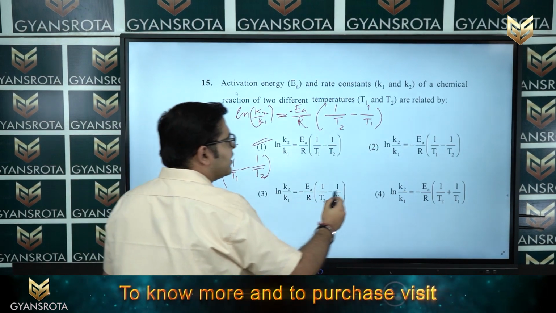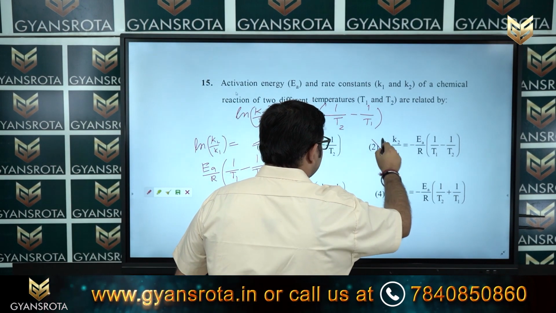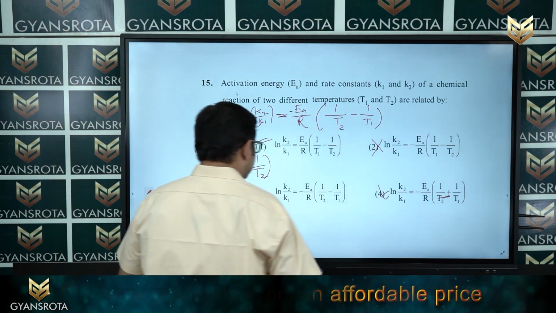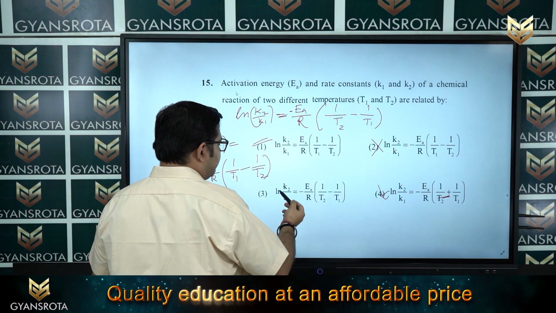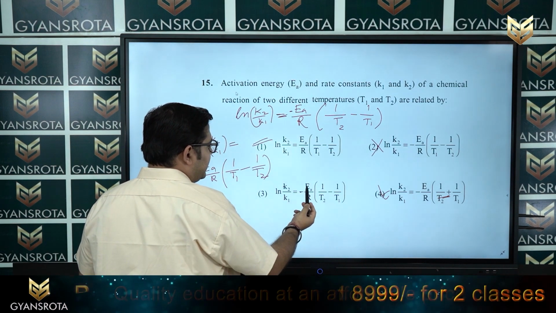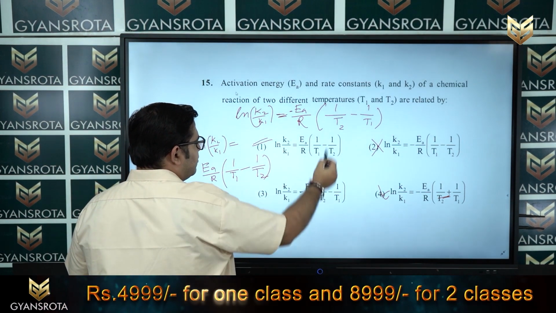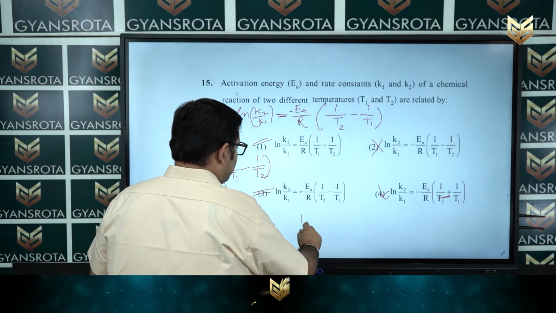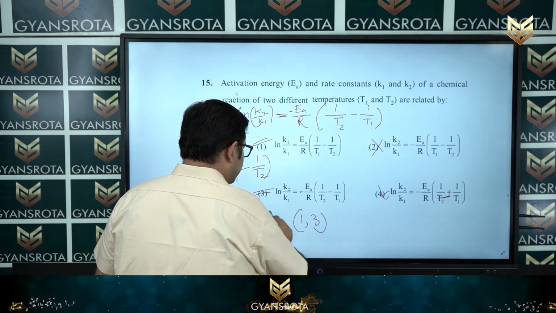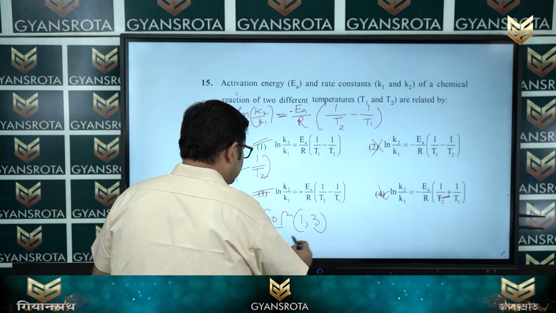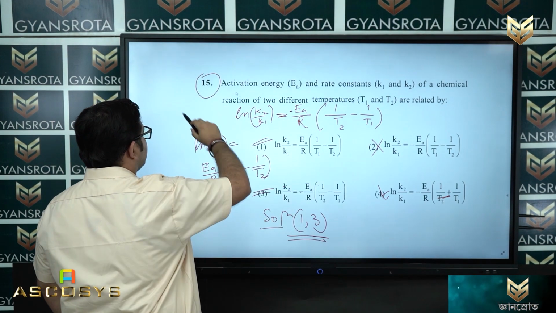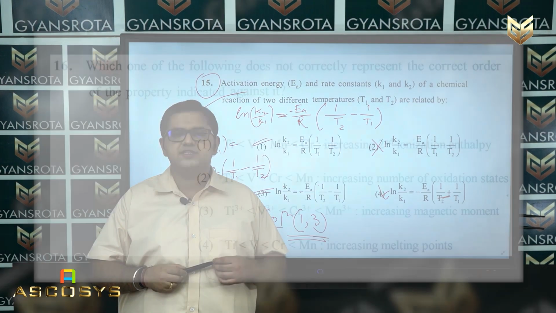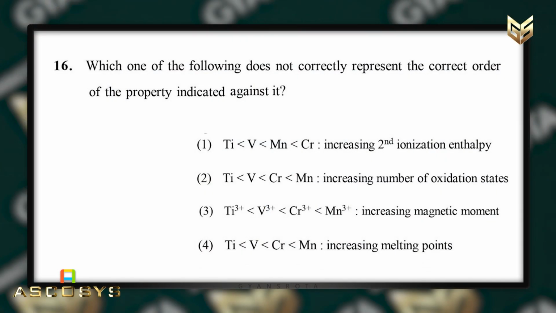And if you see ln of K2 by K1 equal to minus Ea, no, this is not the correct answer. For this one, no, this is not possible. Now, if you see option number 3, ln of K2 by K1 equal to minus Ea by R, 1 by T2 minus 1 by T1, this is also a correct answer, meaning 1 and 3 are the correct answers of question number 15. Now we are moving to the next question, question number 16. Question number 16 is on your screen.